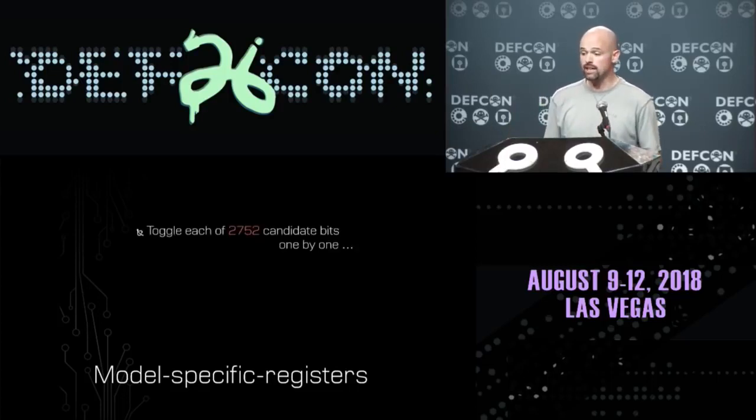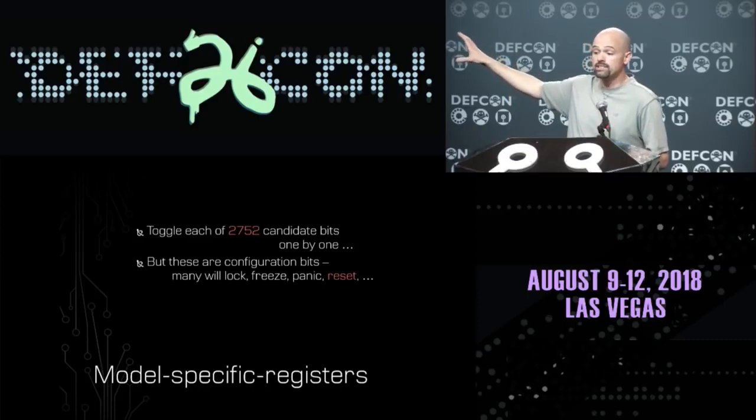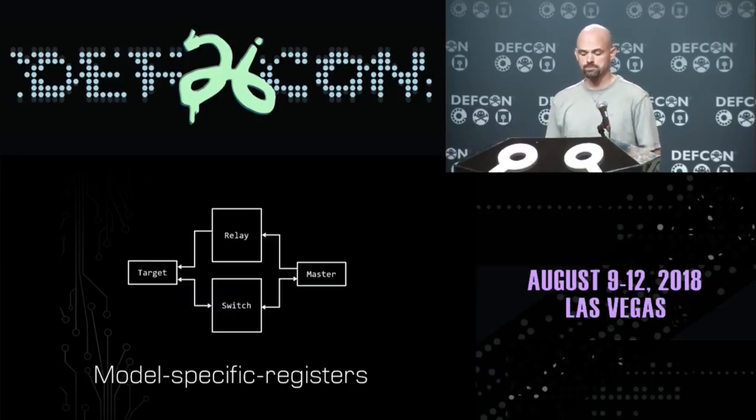So what we can do instead is we can try to toggle each of those 2,752 candidate MSR bits one by one. But these are configuration bits. These control the inner workings of the processor, and I have no idea what these bits actually do. So a lot of them are going to lock the processor or freeze it or panic the kernel or reset the system entirely. So trying to toggle 2,000 some bits one by one can't be a manual process. We need some sort of automation in order to make this work.